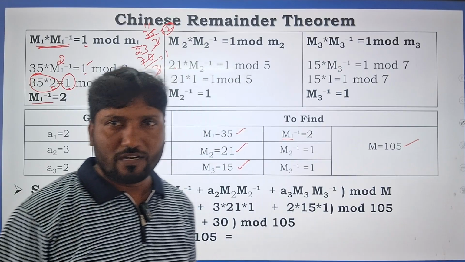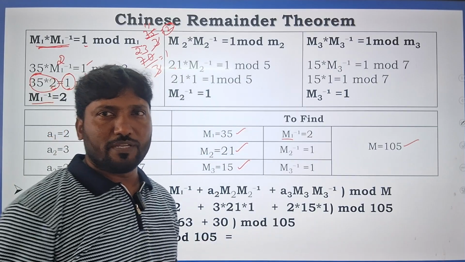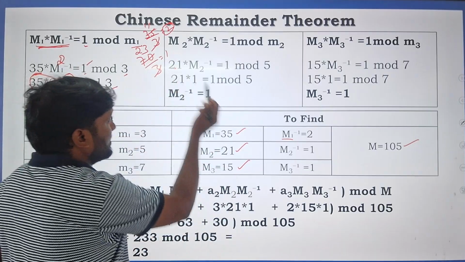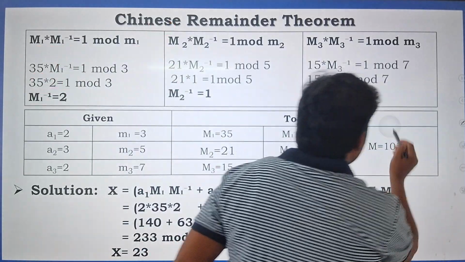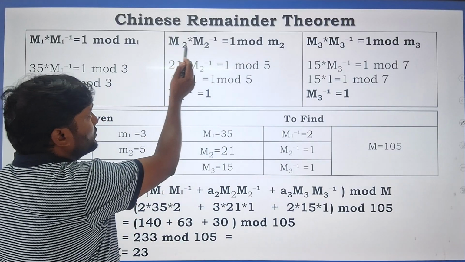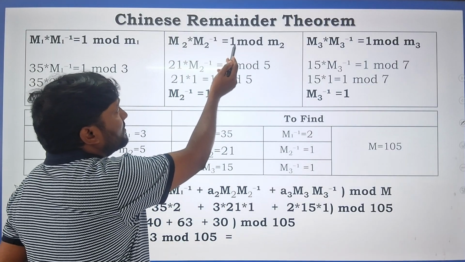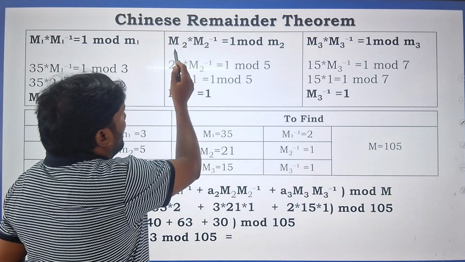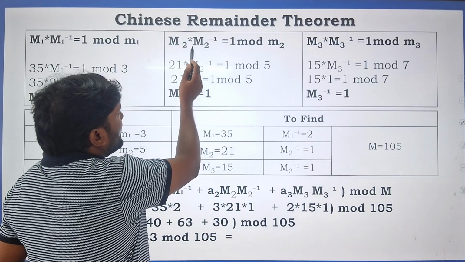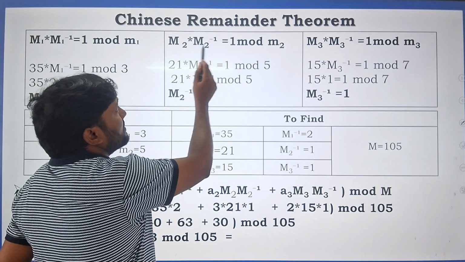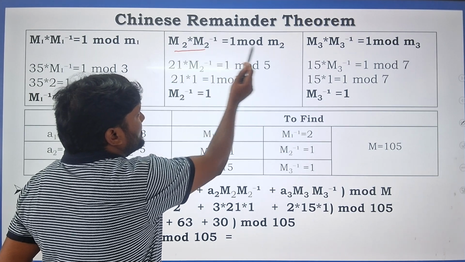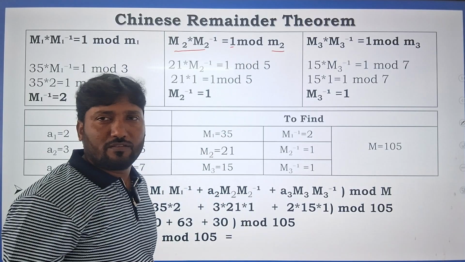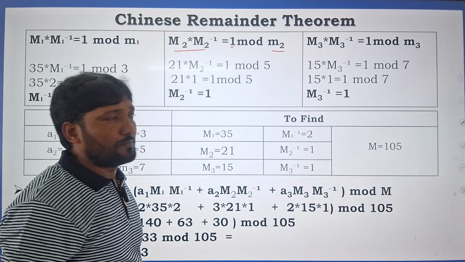Similarly, if you want to understand clearly, we can now come to here, we are going to calculate that M2 inverse. As you know, what is the formula? M2 multiply M2 inverse equals 1 mod m2. What is the meaning here? If M2 multiplied with M2 inverse and this value is divided by m2, the resultant remainder must be equal to 1. That is a simple concept.